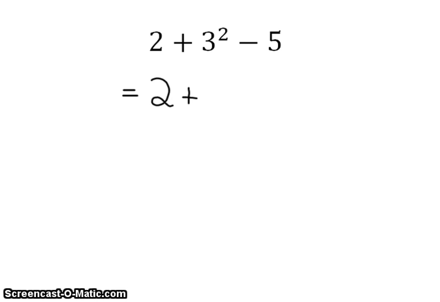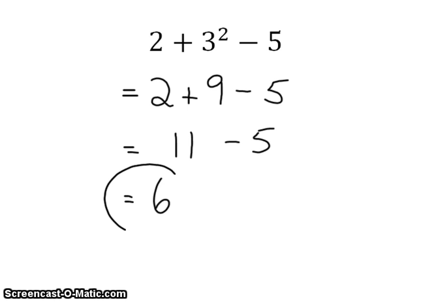Bring down the plus. I'm not doing anything with that. 3 squared is 9. Bring down the minus and bring down the 5. Now I have addition and subtraction. But how do we work it? Left to right. 2 plus 9 is 11. Bring down the minus 5. 11 minus 5 is 6. 5 is 6 units away from 11. So our answer is 6 for this problem.